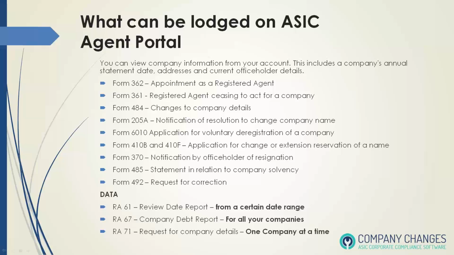You can lodge a resolution if you want to change the company name, or if you want to deregister a company, or if you have a business name, you can apply to change or to extend it through the ASIC agent portal. You can notify if any office holder is resigning, or in relation to the company's solvency, or if you have entered incorrect information, you can lodge Form 492 to correct whatever you have lodged incorrectly. Now, it also gives you certain data, but there are certain limitations, and that is why there is a higher type of registered agent, and that's what I was talking about, that there are two types of agents.